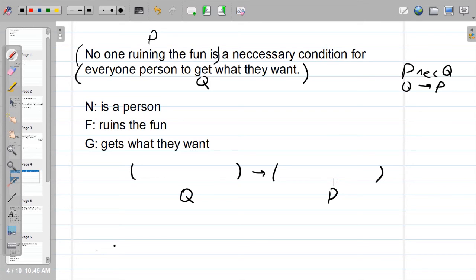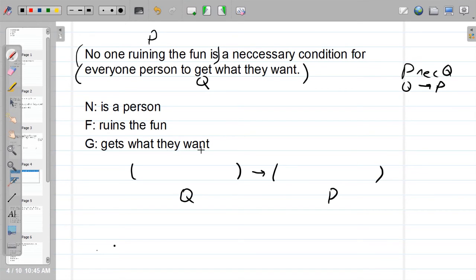Wait, is it simple? Is it a necessary condition? No, because if this was only, so if we said P only if Q, then it would be if P then Q. Yeah, yeah. Okay.